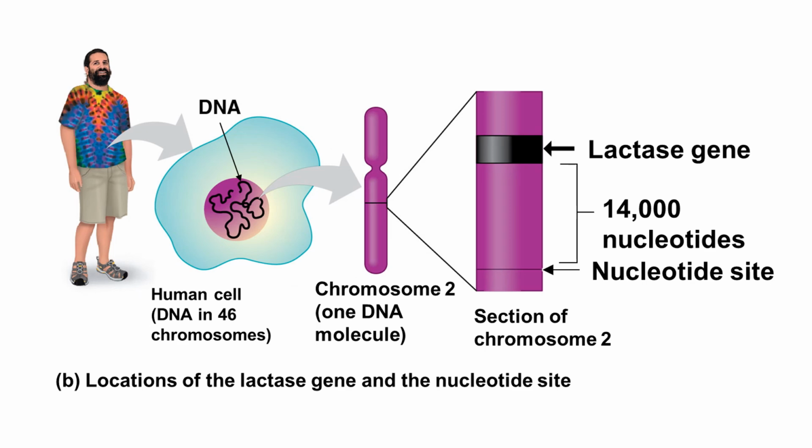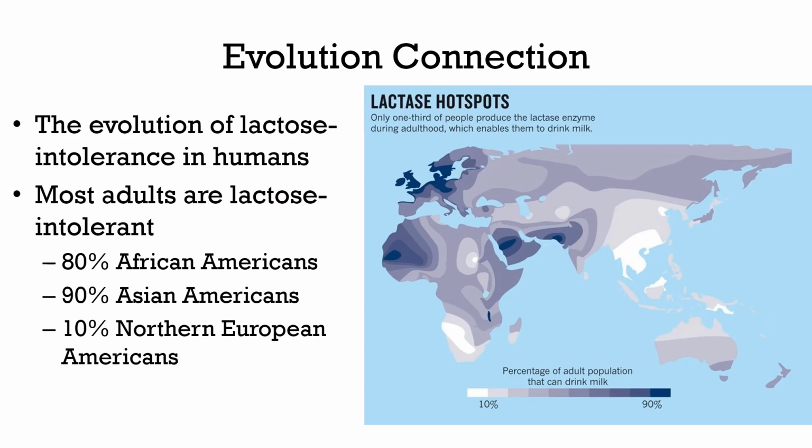So when they looked at these individuals, if you look at the DNA, you can find on one of the chromosomes this lactase gene, and 14,000 nucleotides away, so that's 14,000 ATGCs away from it, there's a single nucleotide that has been changed. And if you look at people that are lactose intolerant and people that aren't, you're going to see that they have different nucleotides at those two sites.